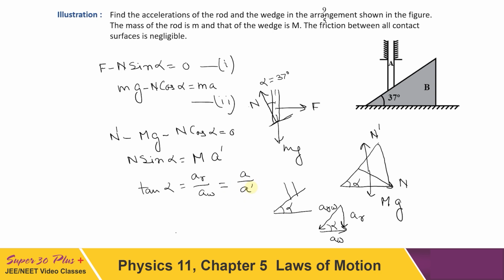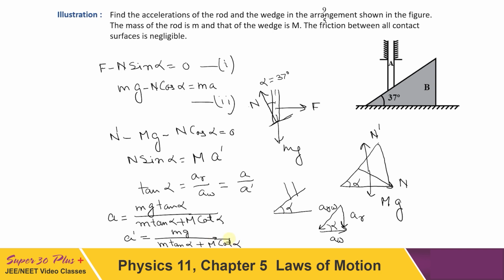If we substitute these values, finally we can write a is equal to mg tan alpha upon m tan alpha plus capital M cot alpha, the value of acceleration for the rod, and for the wedge a dash to be equal to mg upon m tan alpha plus M cot alpha.